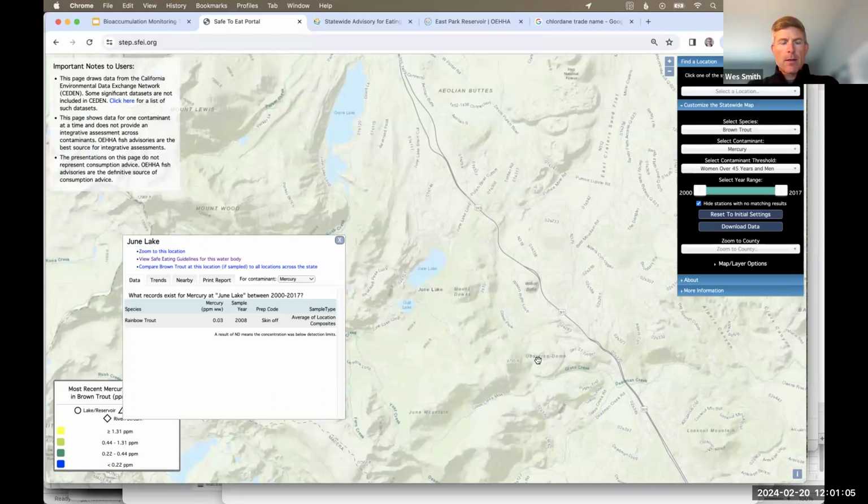And Jay, I guess that data for brown trout was from TSMP. So that's just older; some of the older data hasn't made it into this portal yet. Yeah, the portal only includes data through 2017.